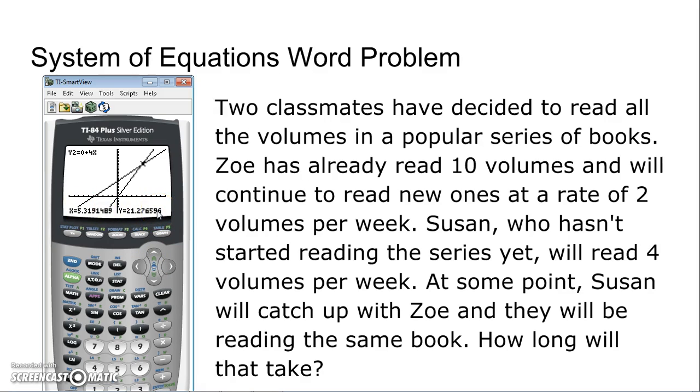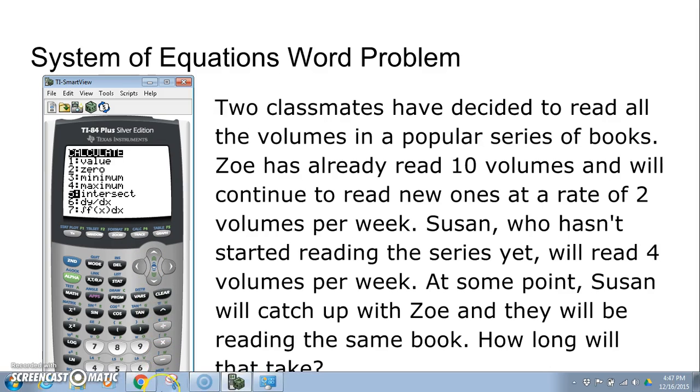So to get around that, and this is also on a poster, we're going to do second calc, which is up here. I hope you guys realize which one I'm going to choose from this menu. The intersection point. I want to know where the intersection point is.